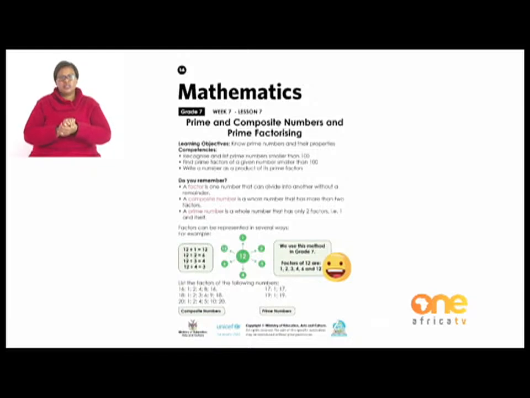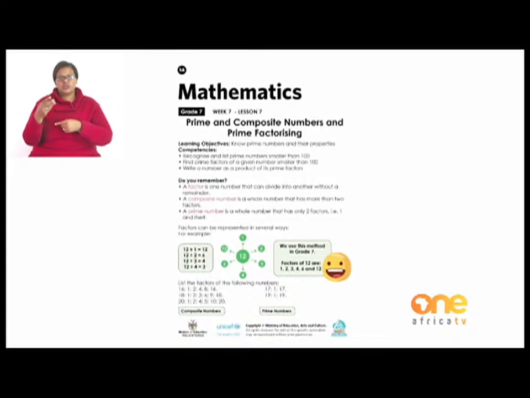For example, if you divide 12 by 1, you get 12. 12 by 2, you get 6. 12 by 3, you get 4. 12 by 4, you get 3. In the middle, we have 12. What is outside, pointed to by the arrows, are factors of 12. We have 1, 2, 3, 6, 4, 6, and 12. In grade 7, we use these methods, whereby the factors of 12 are 1, 2, 3, 4, 6, and 12.